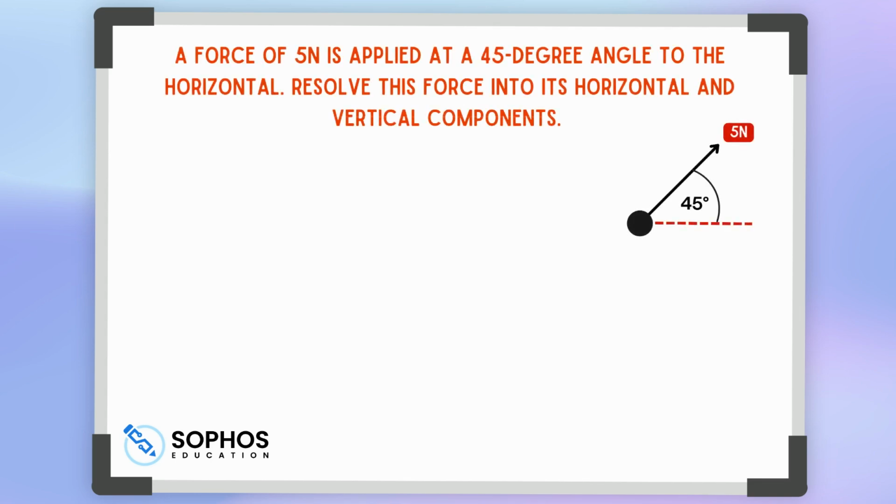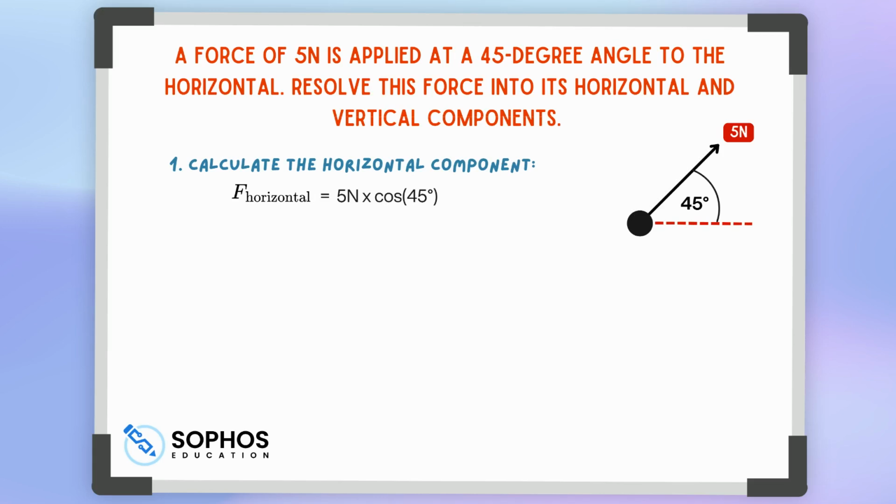Now that we've covered the main concept and example, we'll move on to some practice problems to help solidify your understanding. A force of 5 newtons is applied at a 45-degree angle to the horizontal. Resolve this force into its horizontal and vertical components. First, let's tackle the horizontal component. We know that to find this component, we need to use the cosine function. Therefore, the horizontal force is 5 newtons multiplied by cosine 45 degrees. The cosine of 45 degrees is approximately 0.707. So the horizontal component force is 3.54 newtons.